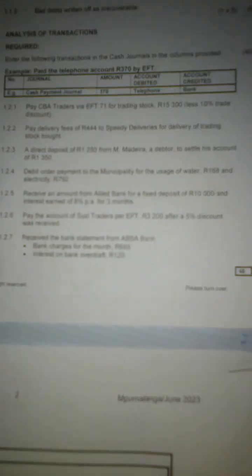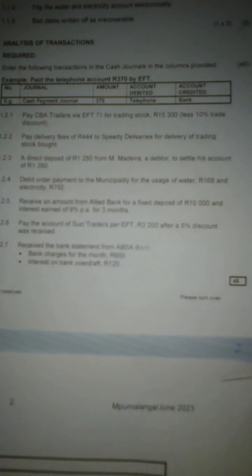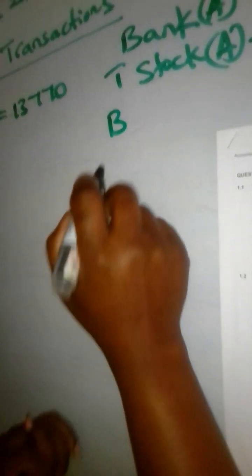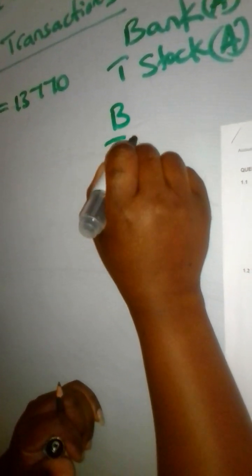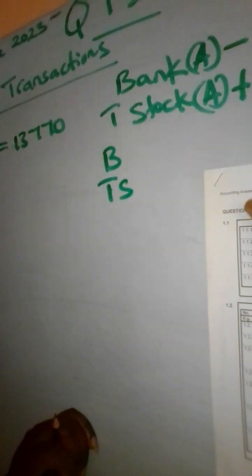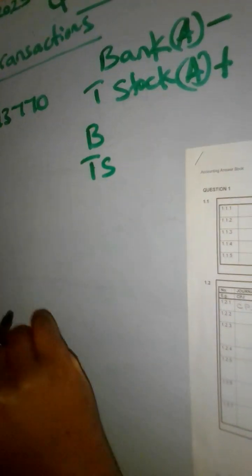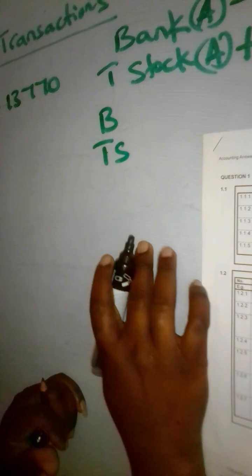Okay, let's move on to 1.2.2. Pay delivery fees. The moment we say pay again, we know that there is bank which is going to be affected. What did we pay for? We paid for deliveries of trading stock. Deliveries of trading stock affect the trading stock account. So the accounts that are going to be affected are bank again, I'll just write B, and then trading stock again. Deliveries of trading stock increase the value of the trading stock.